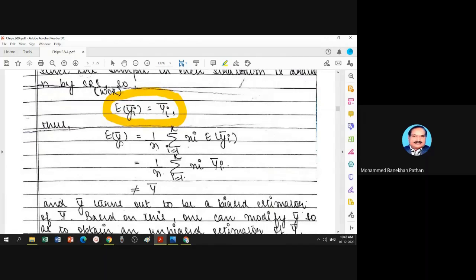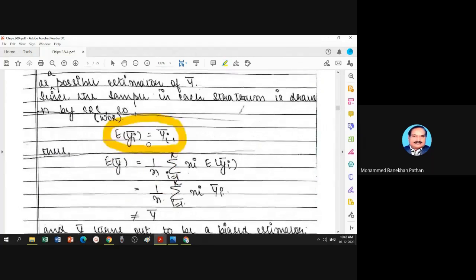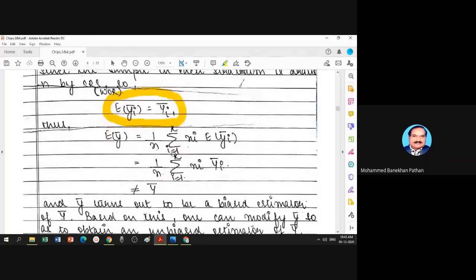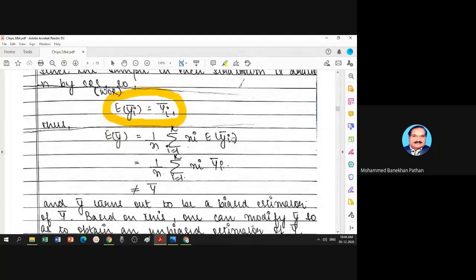Thus, the expected value of y bar, the formula is here, equal to 1 upon n summation i=1 to k ni times the expected value of y bar i. Y bar i is a sample mean without replacement from a homogeneous population. So the expected value of the sample mean is the population mean. Here the population is a particular stratum, capital Y bar i dot.